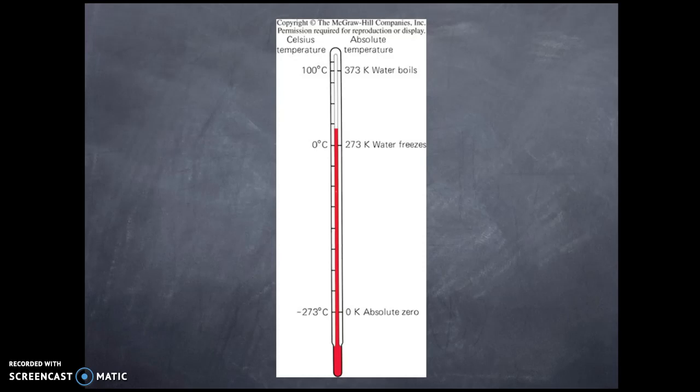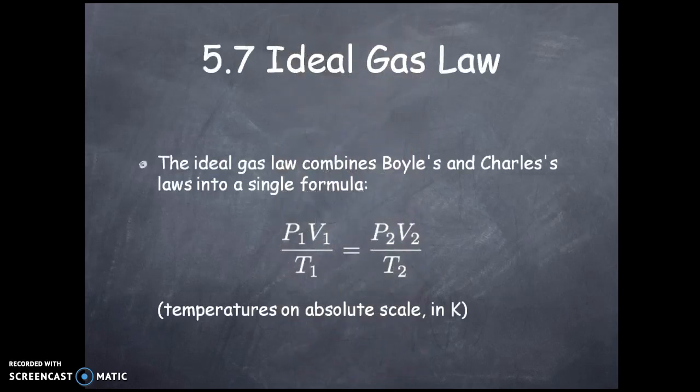The next one is the ideal gas law, which is the combination of Boyle's and Charles' laws. The ideal gas law combines Boyle's and Charles' laws into a single formula that is nothing but P1V1 over T1 equals P2V2 over T2. The temperatures, of course, are again used in the absolute scale, which is degrees Kelvin.